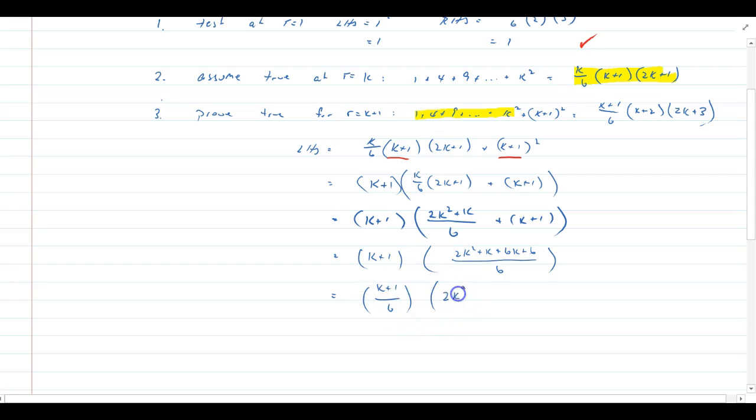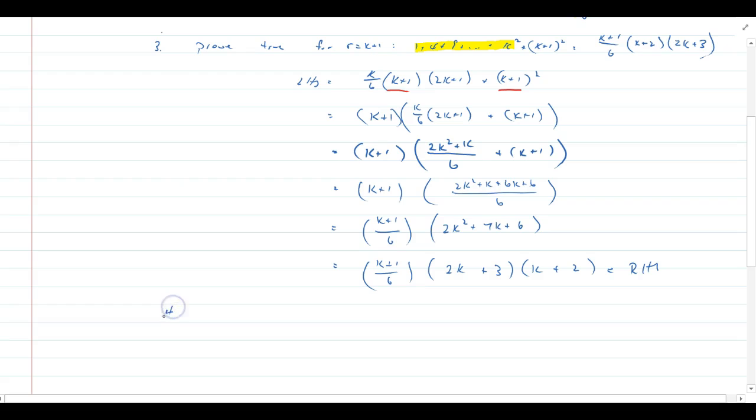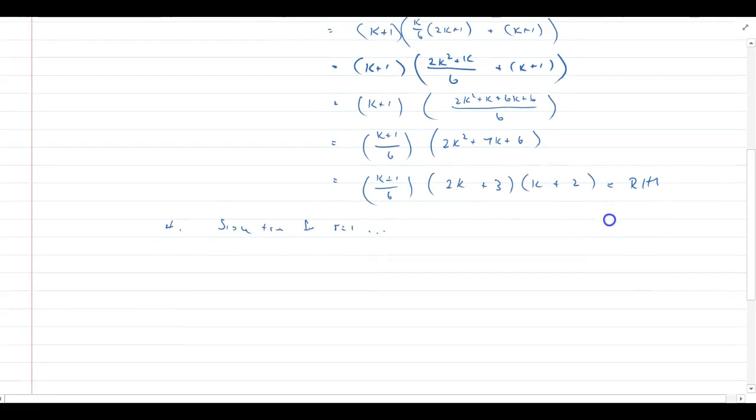And inside, I just have 2k squared plus 7k plus 6. And that quadratic will factorize to 2k, and I need 3 and 2, and it's going to be the 2 there for the 4k and the 3 there for the 3k, and that is the right-hand side. You then write out your explanation: since true for n equals, or r equals 1, sorry, etc. Okay, so I think I'm a little happier with that.